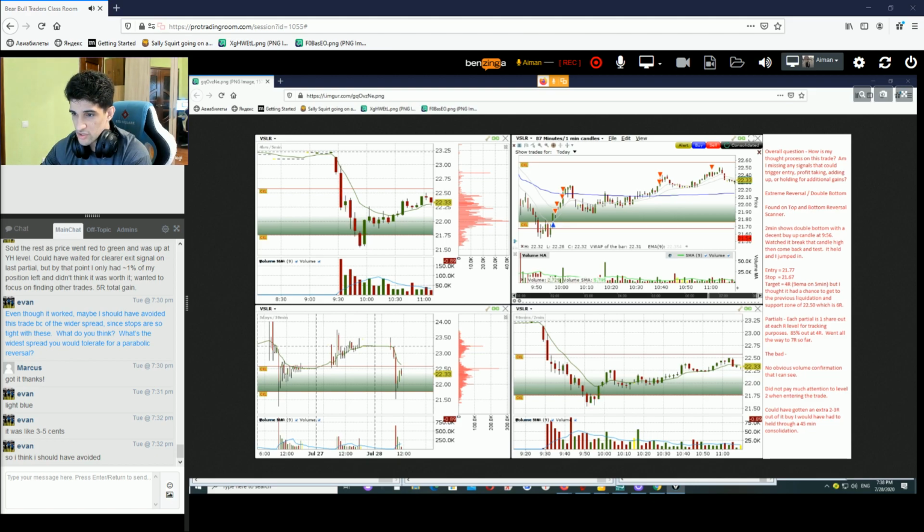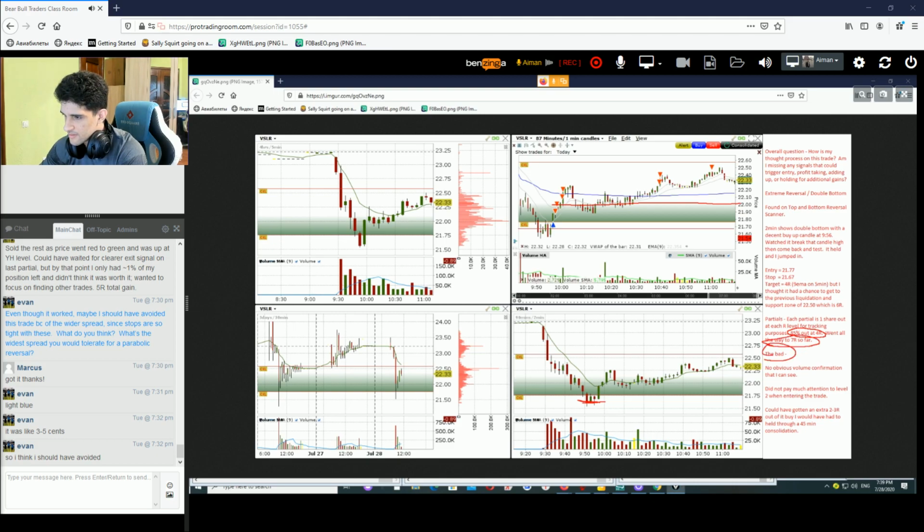It's a double bottom. It's tough to decide what's stop loss here. I would just use it somewhere in the middle of the candle because there is no clear stop loss for me. Target the 9 moving average on the 5-minute chart, which is around $22. Partials. Each partial is one share out at each R level for tracking purposes. 85% out at 4 Rs, went all the way to 7 Rs so far.